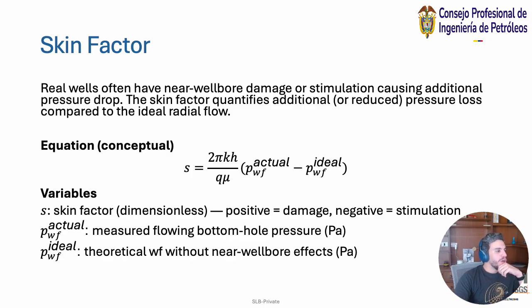So when it comes to real wells, often near the wellbore there's some sort of damage or something that's impacting the flow or pressure, right? So it's causing this additional pressure drop, and the skin factor is something trying to encapsulate that change or that damage into some sort of value, right? So it's trying to quantify the reduced or additional pressure loss compared to the ideal radial flow.